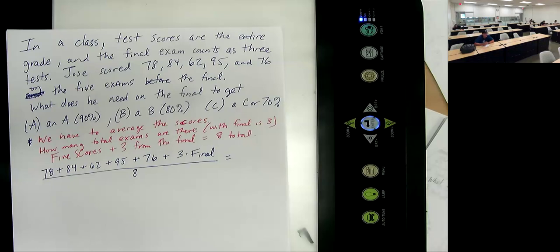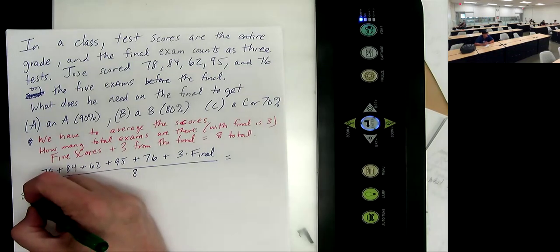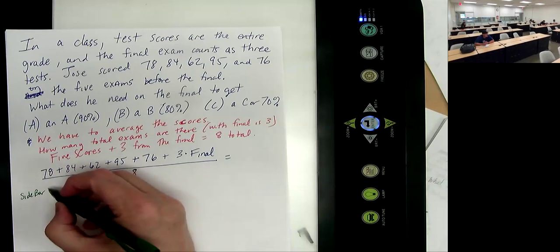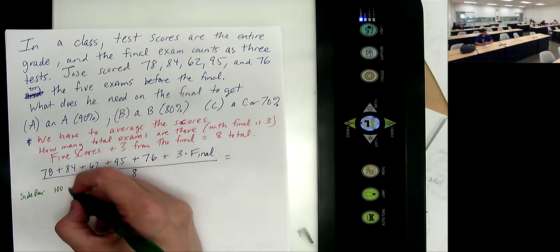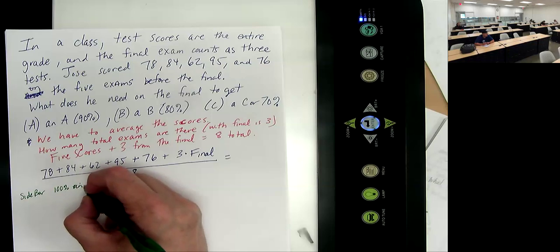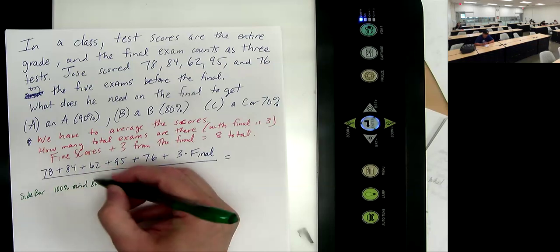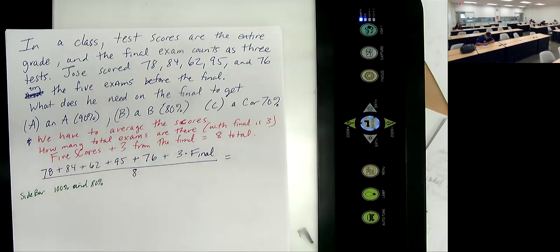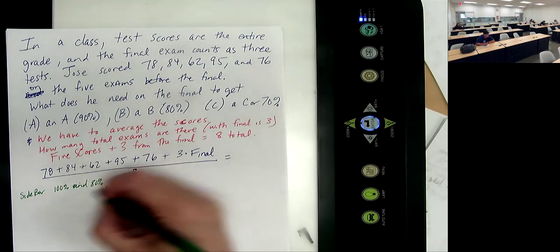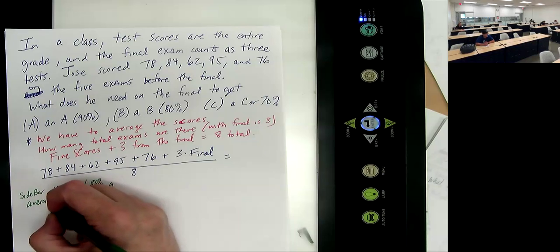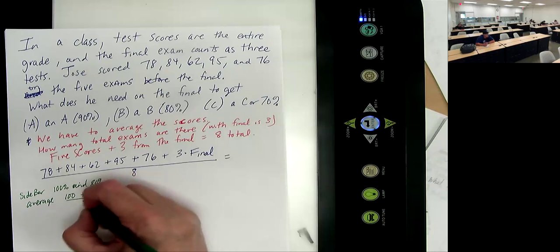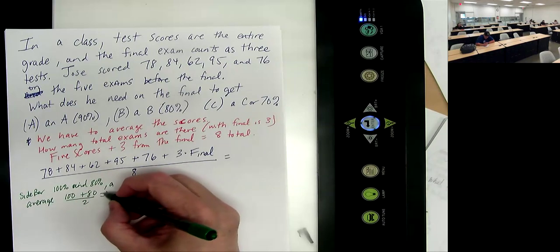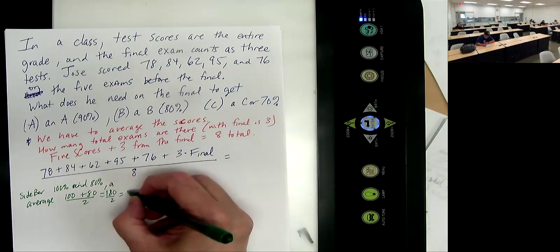So this is a little sidebar here. If I had 100% on one test and 80% on the second test, what's the average of these two? Average would be 100 plus the 80 over 2. 180 over 2 is 90.